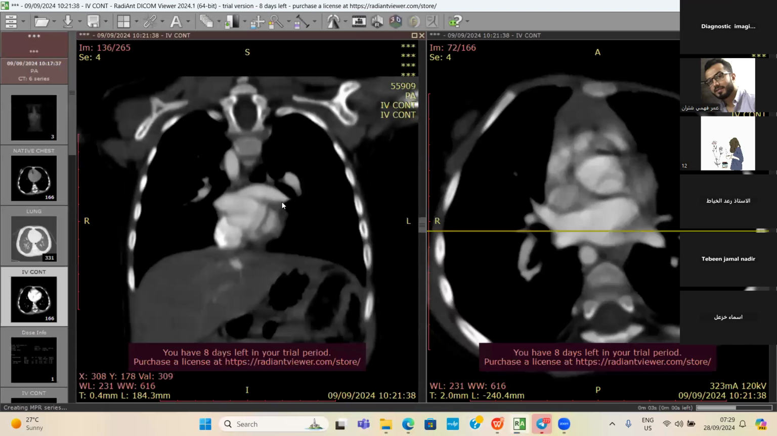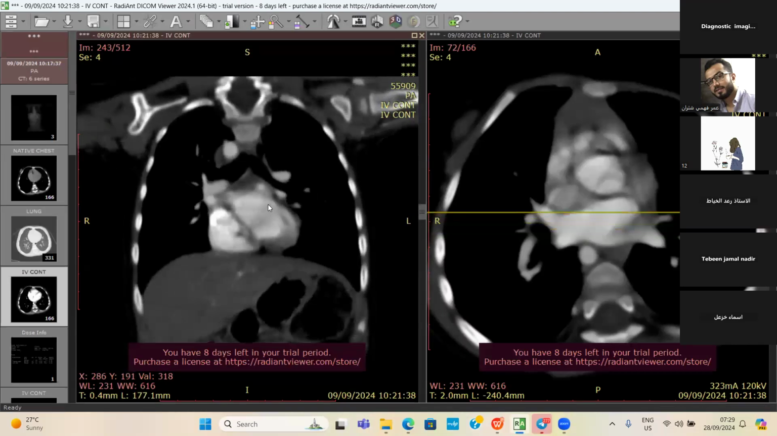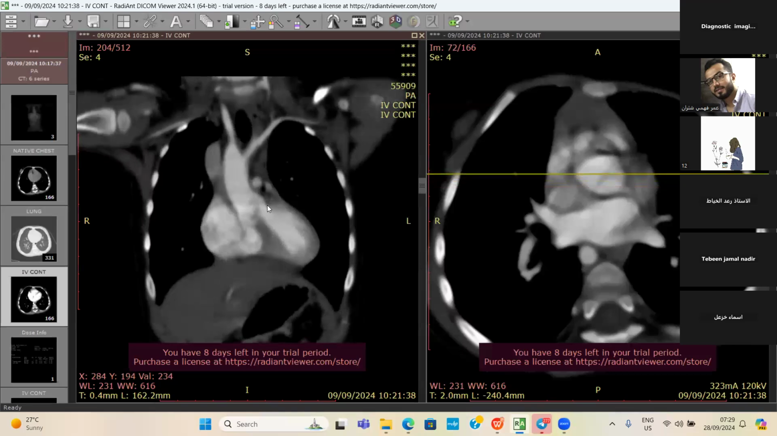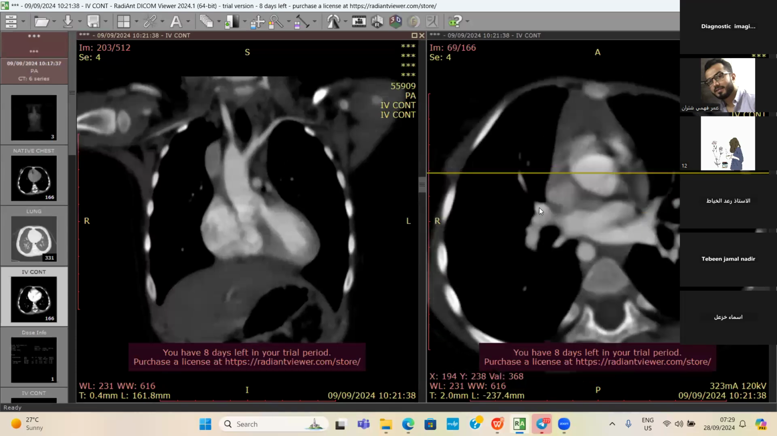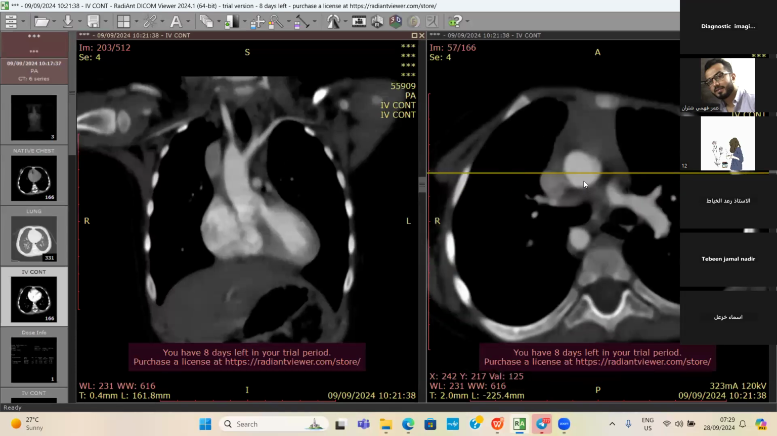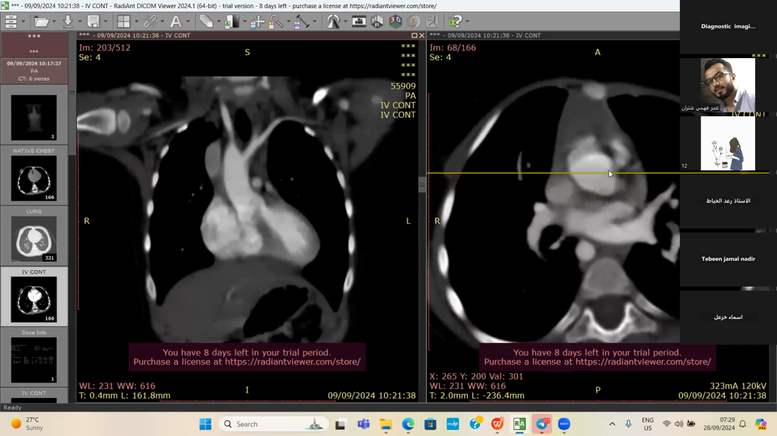15-month-old female patient presented with dyspnea and central cyanosis. Cardiac CT angio showing ventricular septal defect, overriding of the aorta, which is less than 50%, and right-sided aortic arch, pulmonary artery stenosis, which is the picture of TOF, tetralogy of Fallot.